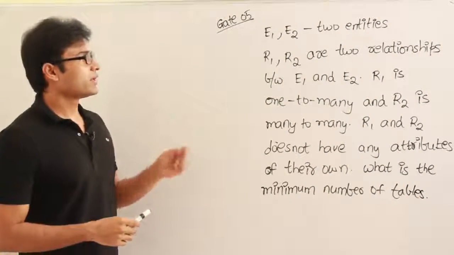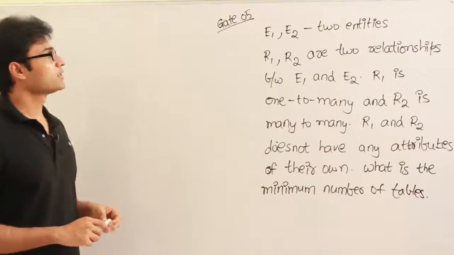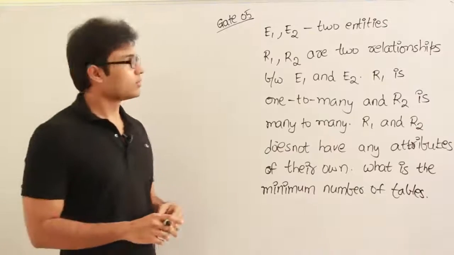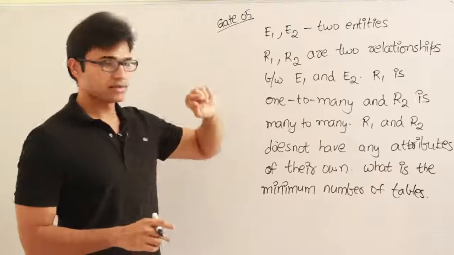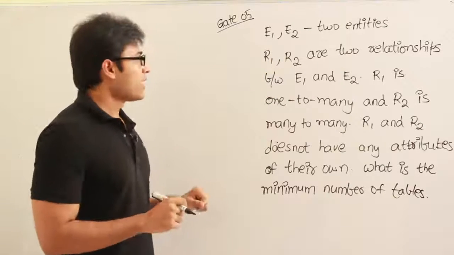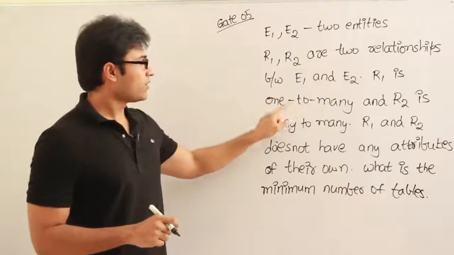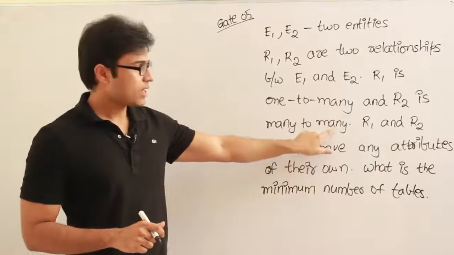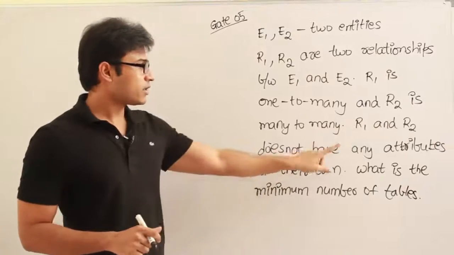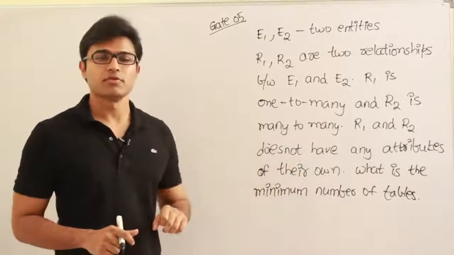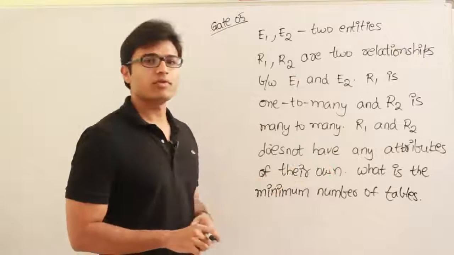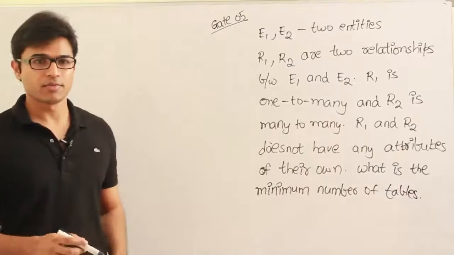This question was asked in GATE 2005. The question is, there are two entities, E1 and E2, and there are two relationships between E1 and E2. R1 is a one-to-many relation and R2 is a many-to-many relation, and R1 and R2 do not have any attributes of their own, which means there are no attributes for the relationships. What is the minimum number of tables? They are asking about the number of tables required.